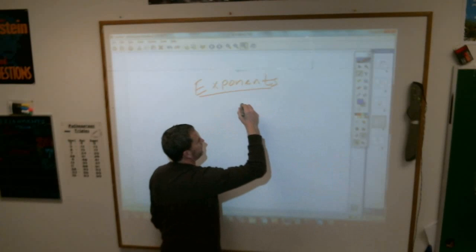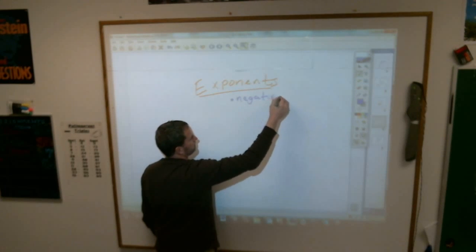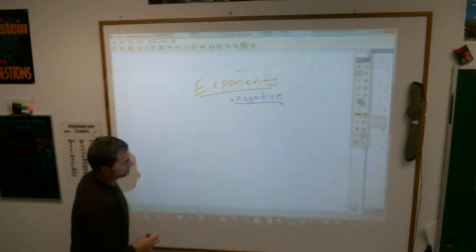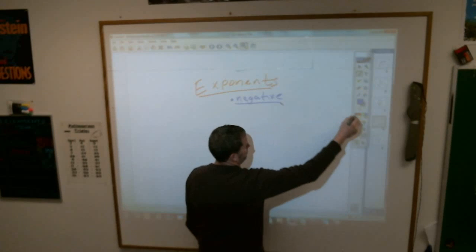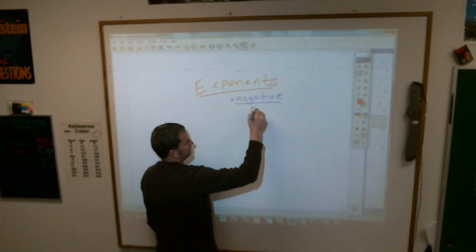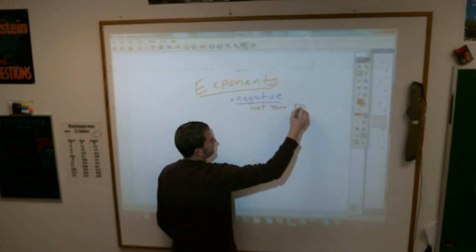And then a little subheading for exponents, write the word negative. First and foremost, let me tell you that negative exponents are not your friends. They're not a good thing in your world. Not your friends.